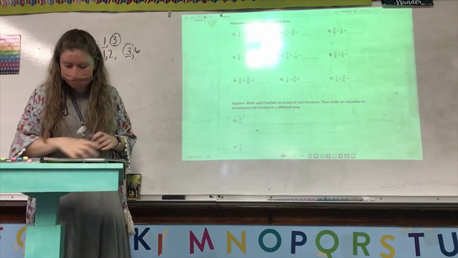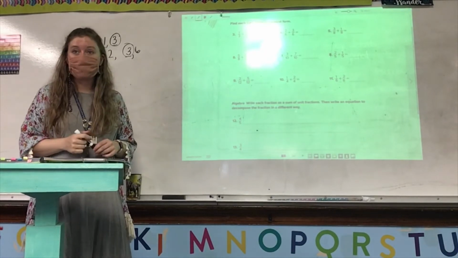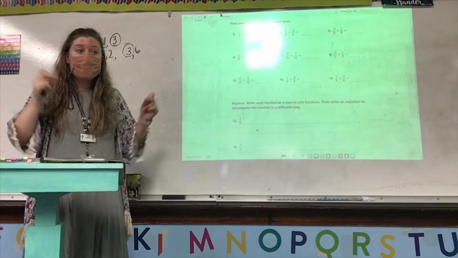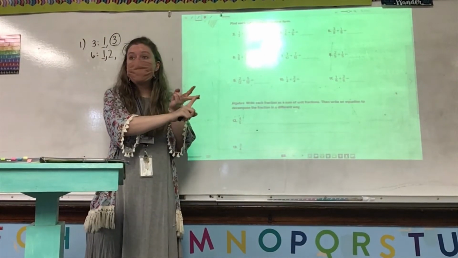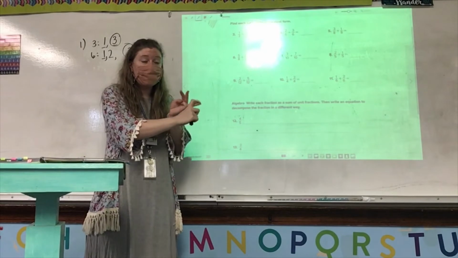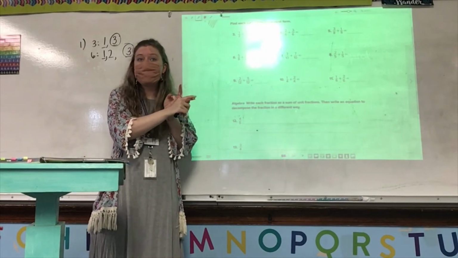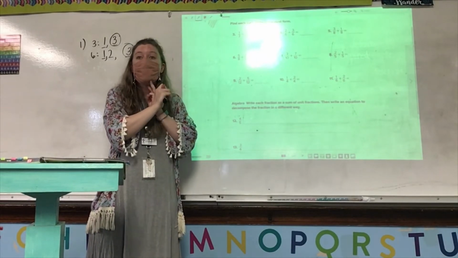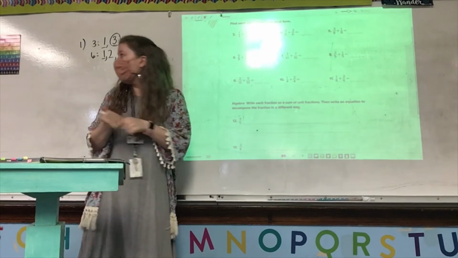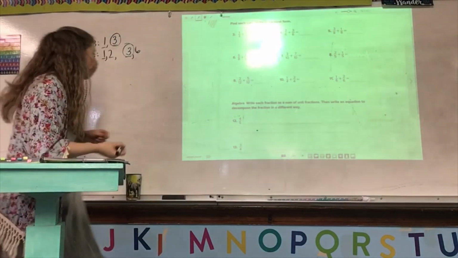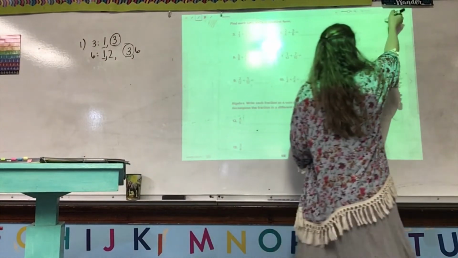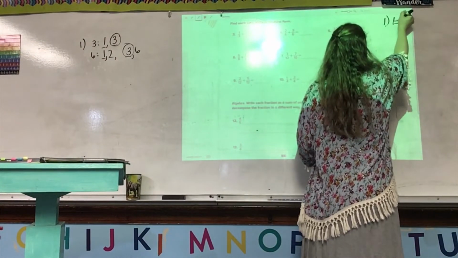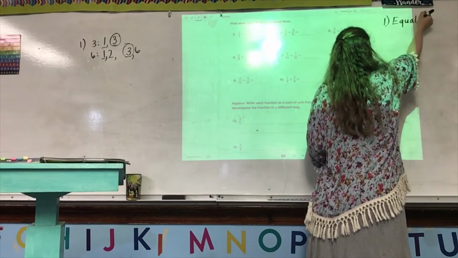Numbers 13 through 17 are word problems. Remember, you need the equation, the answer in simplest form if it's not already in simplest form, and the unit. So for word problems, I'm going to put a checklist on the board. You need 1, the equation.